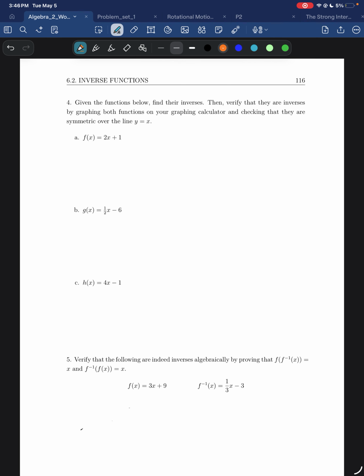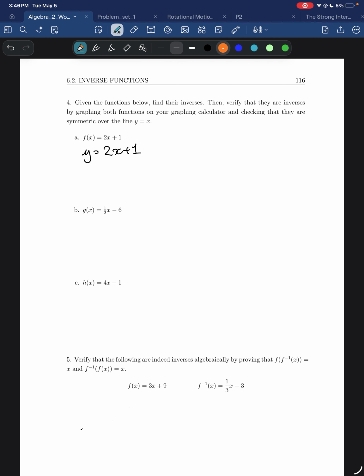Anyway, so given the functions below, find the inverses and verify the inverses by graphing both. Okay, I'm not graphing them, but I'm just going to show you how to find the inverse of a function. So if I have f of x here, I have to find its inverse. f of x is the same thing as saying y equals 2x plus 1.